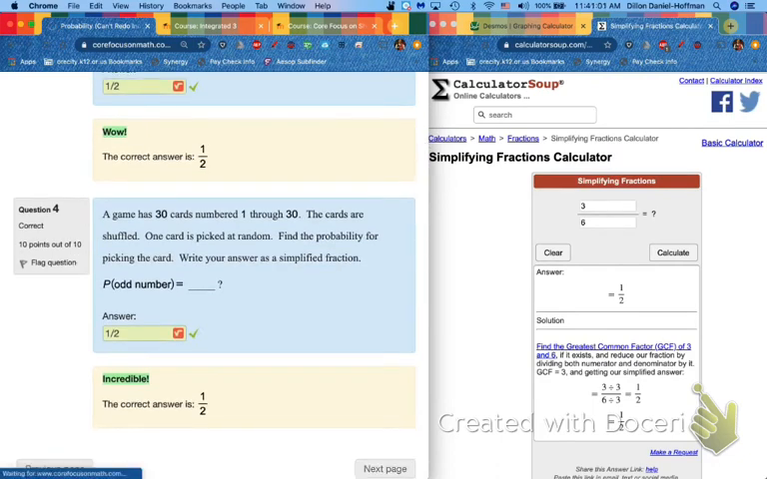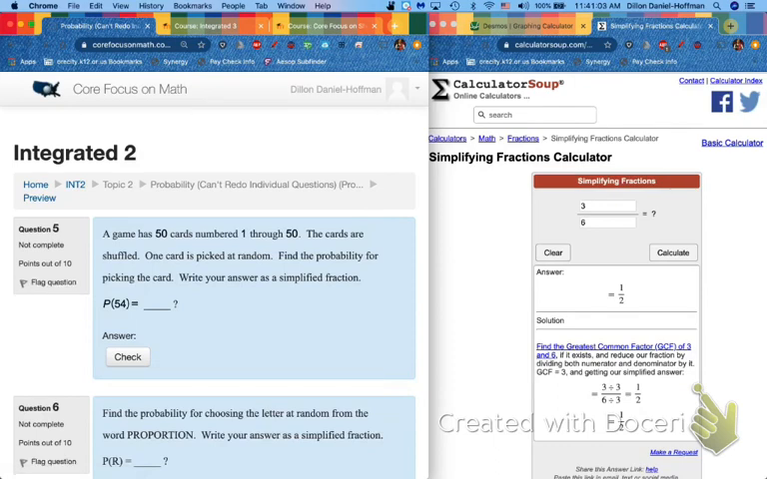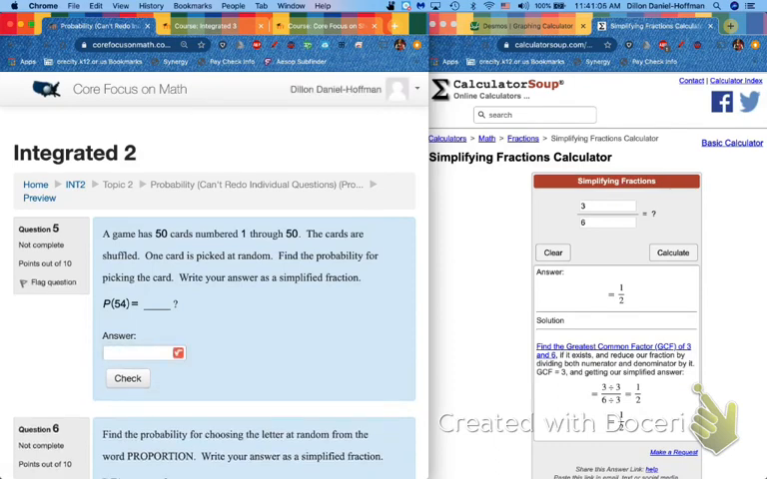All right. Moving on to 5. A game has 50 cards numbered 1 through 50. The cards are shuffled. 1 card is picked at random. Find the probability for picking the card. Write your answer as a simplified fraction. P54. Well, if I had cards numbered 1 through 50, I could try as often as I want, as many times as I want, for as long as I wanted. I would never, ever, ever get a 54 because I just had up through 50.